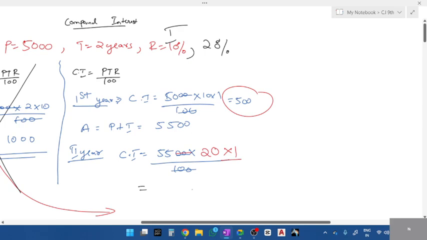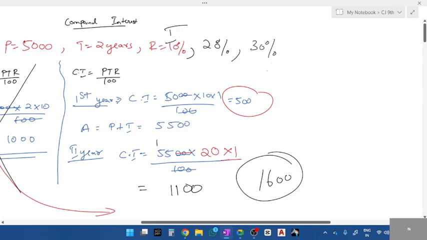Compound interest is, yes, 1,100. 1,100 is the answer. So first year 500, second year 1,100. 1,600 will be the compound interest. Okay, 10%, 20%, and they might give it 30%. Is this clear? Did you understand? For different rates, different years, 3 years. They'll give you a time period of 3 and they'll give such a question.